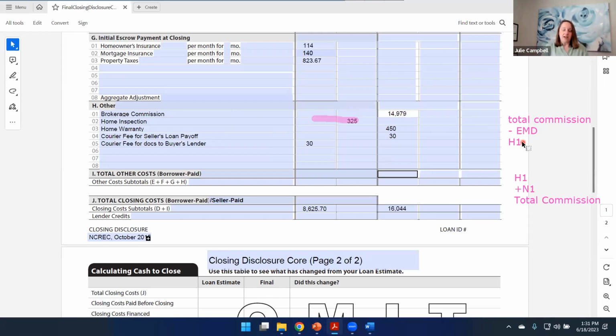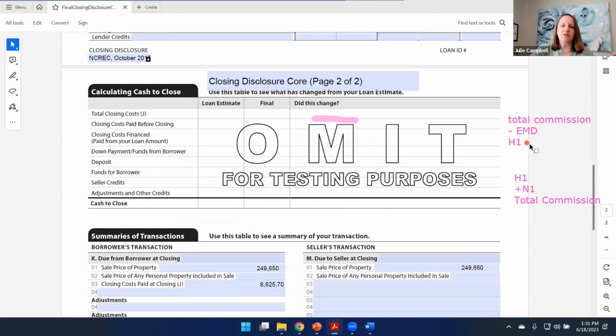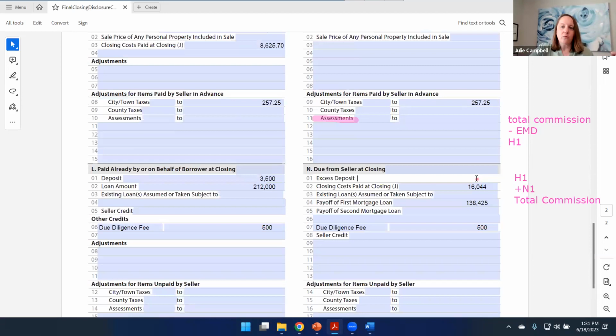The seller is contractually obligated to pay. What was it, 5.5%? I think that's 5.5% of the total purchase price. So that's why we have to do this other entry, which is going to be the amount of the earnest money deposit, because that's our difference. So what we have here, we're going to have here. So now we have the seller paying commission under H1 and N1. So they are paying that total commission.